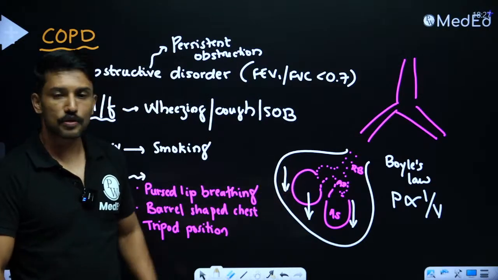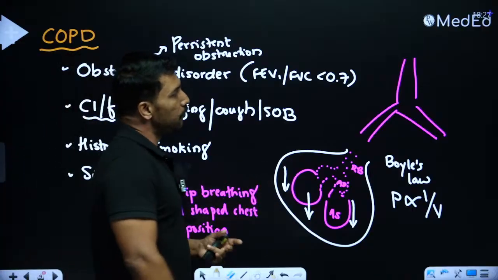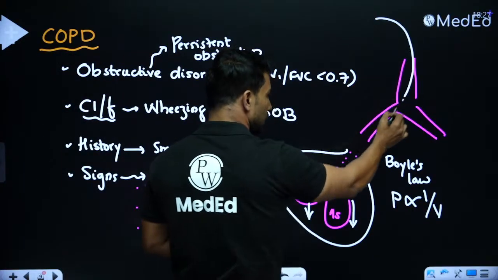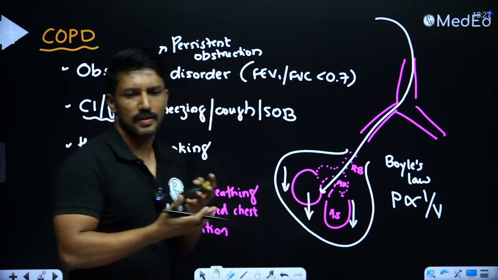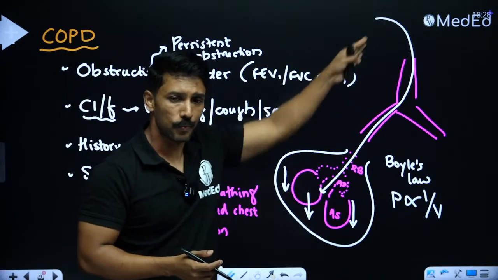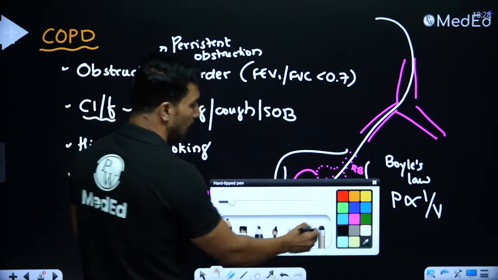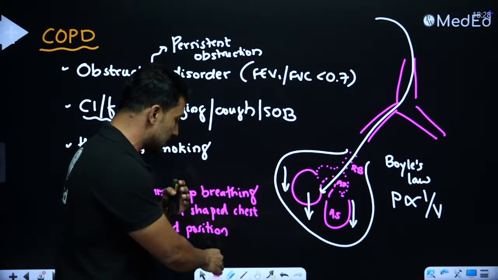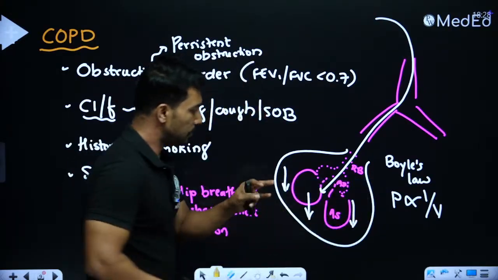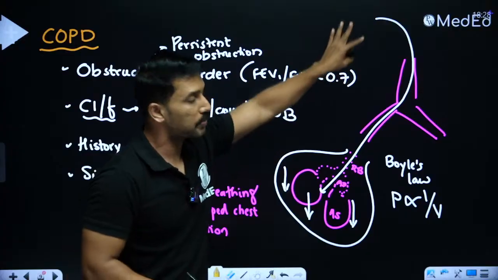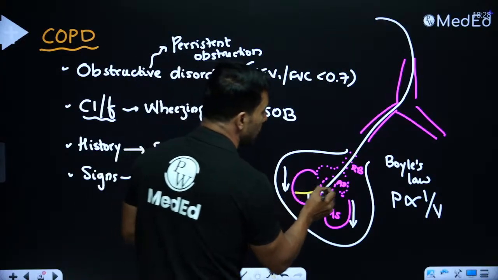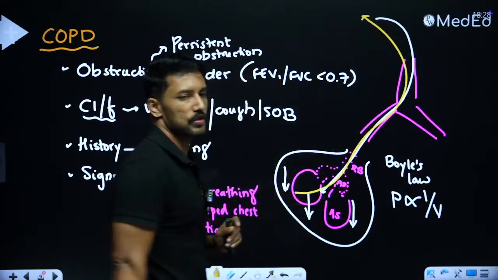So when the pressure is low, it becomes easy for me to bring the air from atmosphere into this acini, because air will flow from high pressure to low pressure zone. But where will I have the difficulty? I will have the difficulty when I have to exhale, because for me to exhale, the pressure in the acini has to be more than the pressure in the atmosphere. Then only air will leave back to the atmosphere.